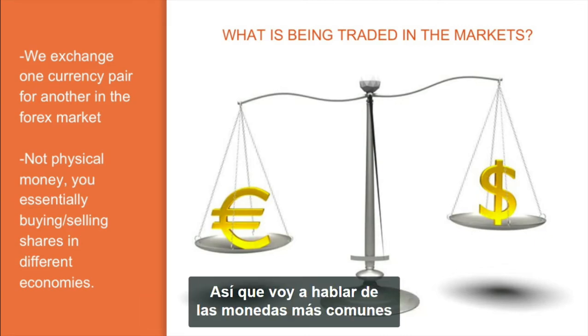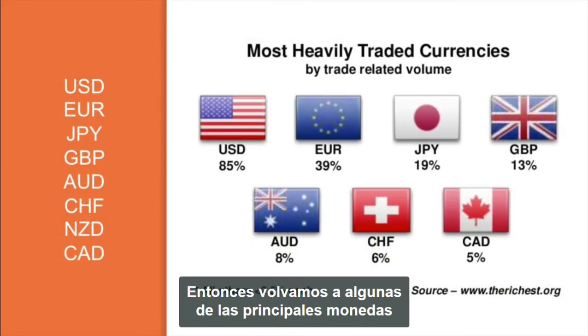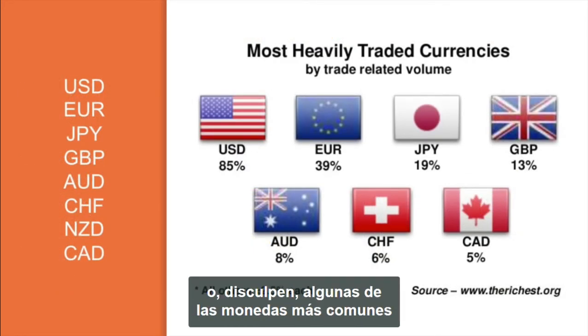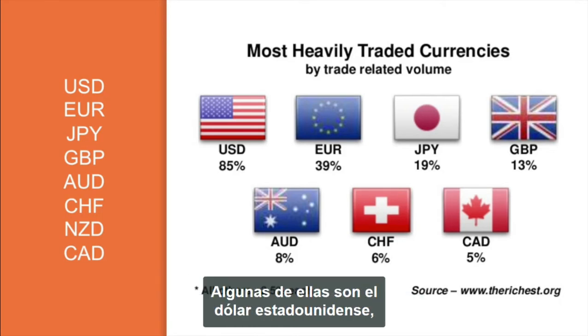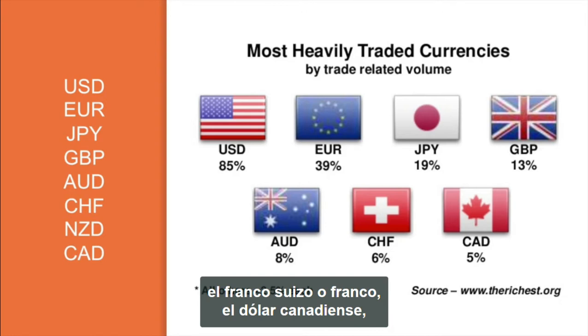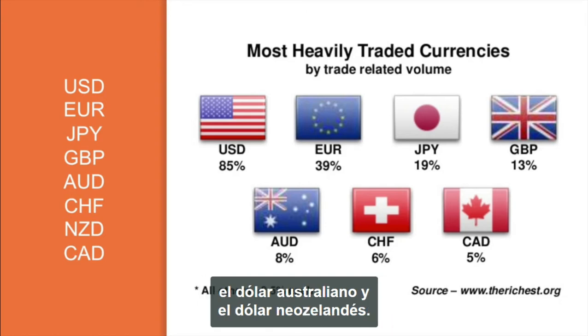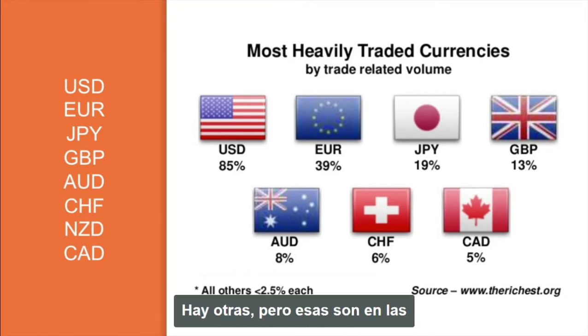So I'm going to talk about the most common currencies that are actually exchanged or traded in the Forex market. So let's get back to some of the major currencies, some of the most common currencies that you're going to see being exchanged in the Forex market. Some of those include the United States dollar, the euro, the Japanese yen, the pound, the Swiss franc, the Canadian dollar, the Australian dollar, and the New Zealand dollar. Those are some of the most common that you will see exchanged in the Forex market. There are others, but those are the ones that we will put most of our focus on.